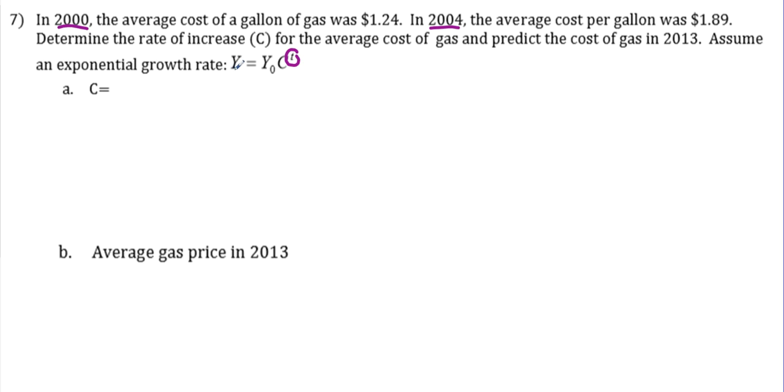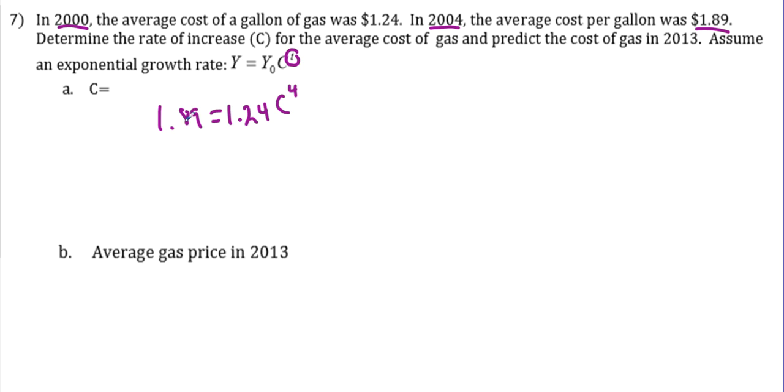So we can just knock this out pretty darn quick. Oh, wait, so we have our final amount. I should read the problem before I do these. So we have 1.89 is equal to 1.24. Oh, we're looking for the rate. Yes. See, I have a brain at times. C, and we're going to raise that to the 4th power, okay?